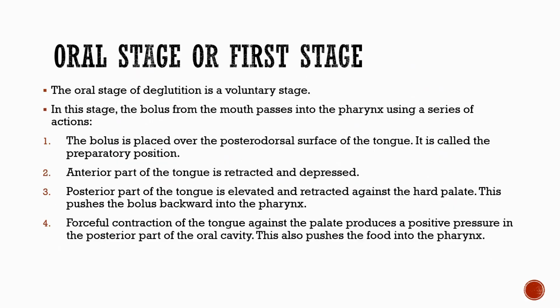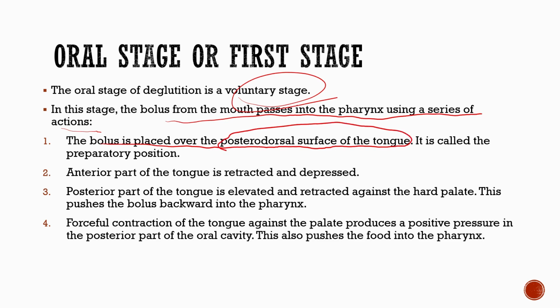The oral stage, the first stage, is a voluntary stage, so we do it ourselves. In this stage, the bolus from the mouth passes into the pharynx using a series of actions. Which actions? The bolus is placed over the posterodorsal surface of the tongue. The tongue is like this. It is called the preparatory position, as we saw in the previous image.